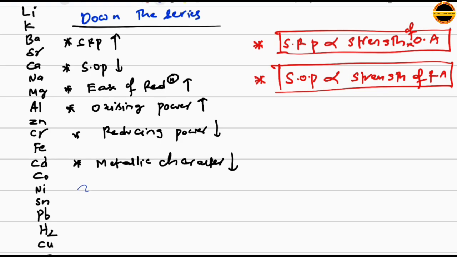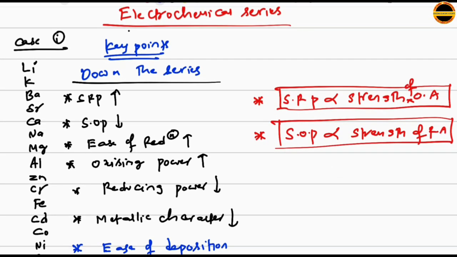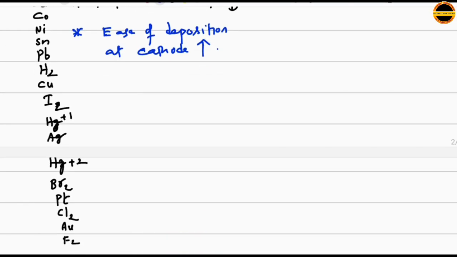So top to bottom, down this series, these are cations, ions of these metals. Ease of deposition at cathode increases. Ease of deposition at cathode increases. So that is case 1, the cationic type. Similarly, you write here case 2, that is anions.